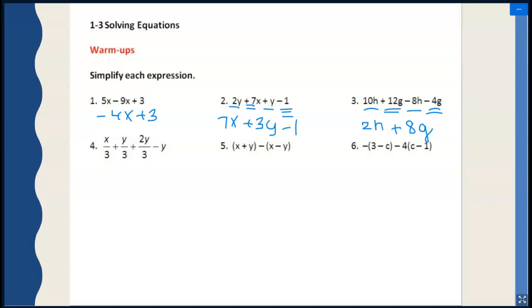And number 4, you can add fractions together if they have common denominators. So there is only one x, so you have x thirds. And then you have y thirds plus 2/3 y. Well, 1/3 plus 2/3 is 1. So you get plus 1y minus 1y. So they cancel, and you get x thirds.